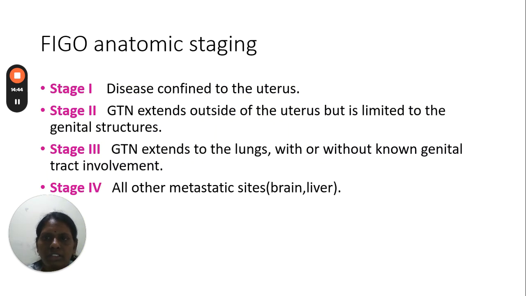FIGO staging of gestational trophoblastic tumor. Stage 1: disease is confined to the uterus. In stage 2, gestational trophoblastic disease extends outside the uterus but is limited to the genital structures. Stage 3: gestational trophoblastic neoplasia extends to the lungs with or without known genital tract involvement. Stage 4: all other metastatic sites, that is brain and liver.